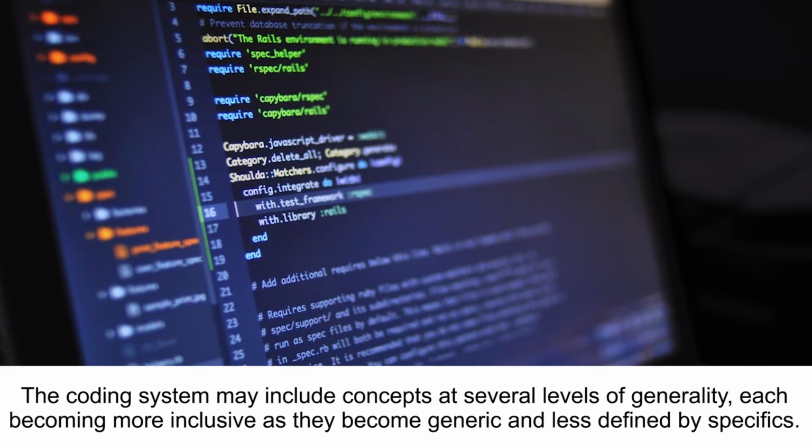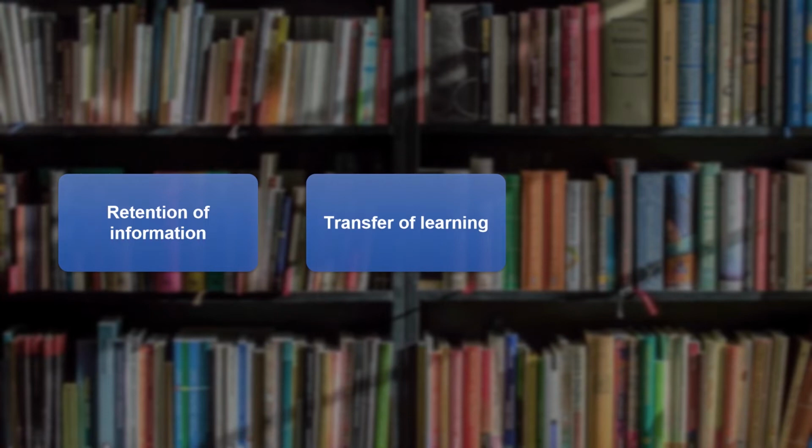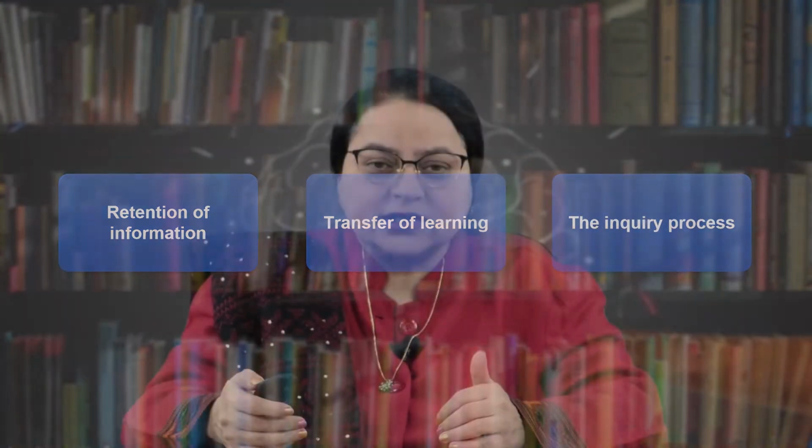less defined in nature. The formation of coding systems for human thought processes is important because of the role they play in retention of information, transfer of learning, and the inquiry process, through the codings that have taken place in one's human thought processes. The next is discovery learning.